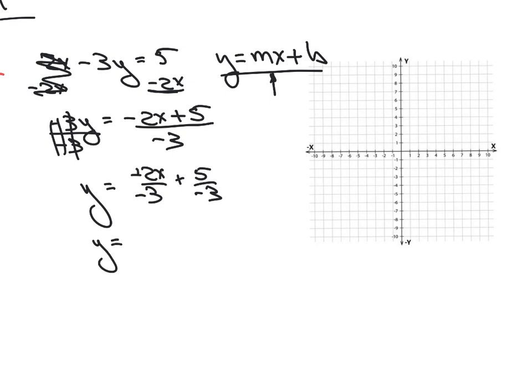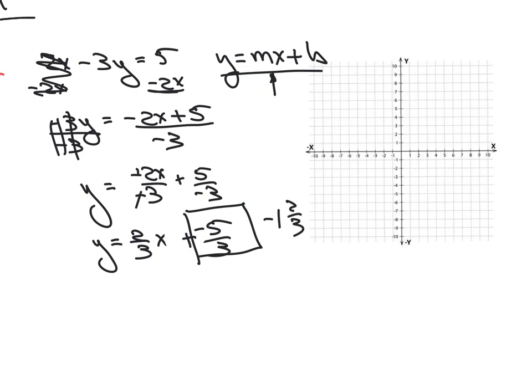Y equals 2/3 x plus -5/3, or we can just erase the plus sign and have it -5/3. So where does it cross the y-axis? Well, let's leave this as this, and that makes it easier. It crosses the y-axis at -5/3, which means you're going to have to change this to a mixed number, because it's kind of hard to graph -5/3, but it's a lot easier to show the point -1 2/3 because it's somewhere around there.